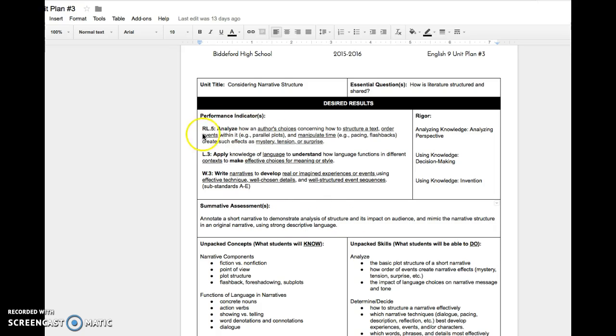So that would take care of the reading standard and its impact on audience, which would help them with this standard. And then they could mimic that narrative structure in an original narrative using strong descriptive language, which is another piece of this one. So it's going to hit this one. They're going to write a narrative using effective techniques and well-structured sequences, which is something they learn first here and they can apply it here.